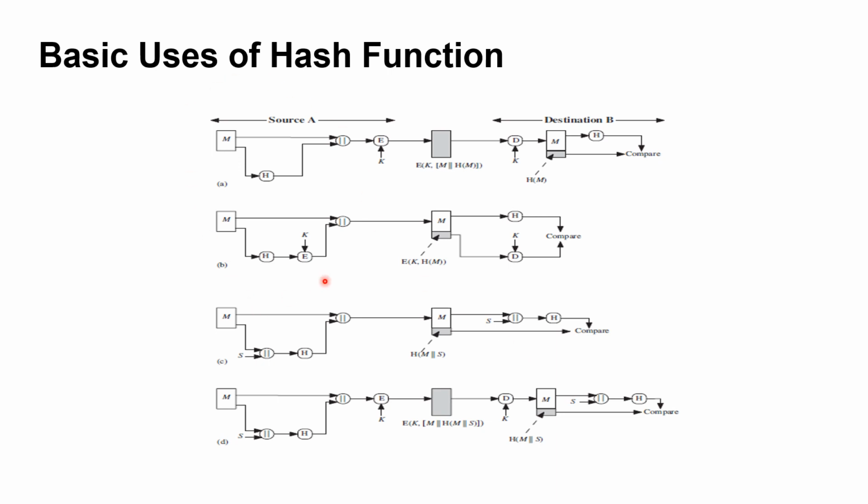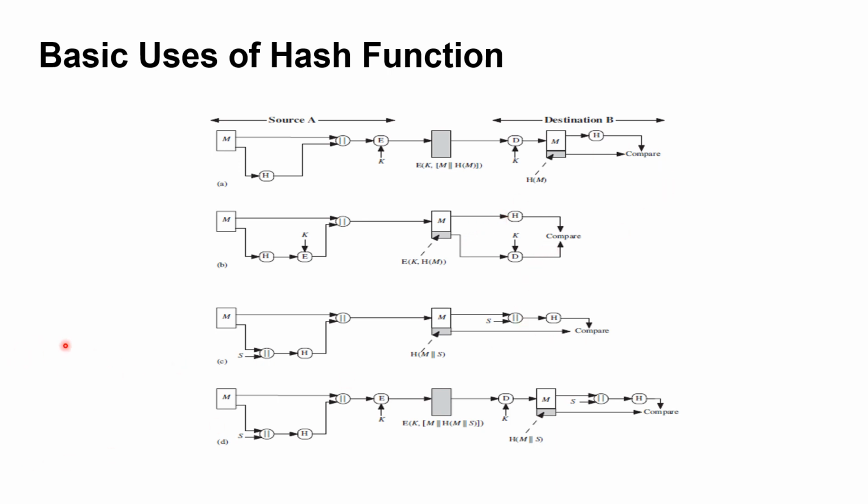Okay, so the second diagram explains the same thing. The hash code is generated, the calculated hash code is encrypted, and then it is appended. At the receiving end, the receiver has to perform decryption of the hash code, and it has to calculate the hash code for the message that has been received, and it has to be compared.